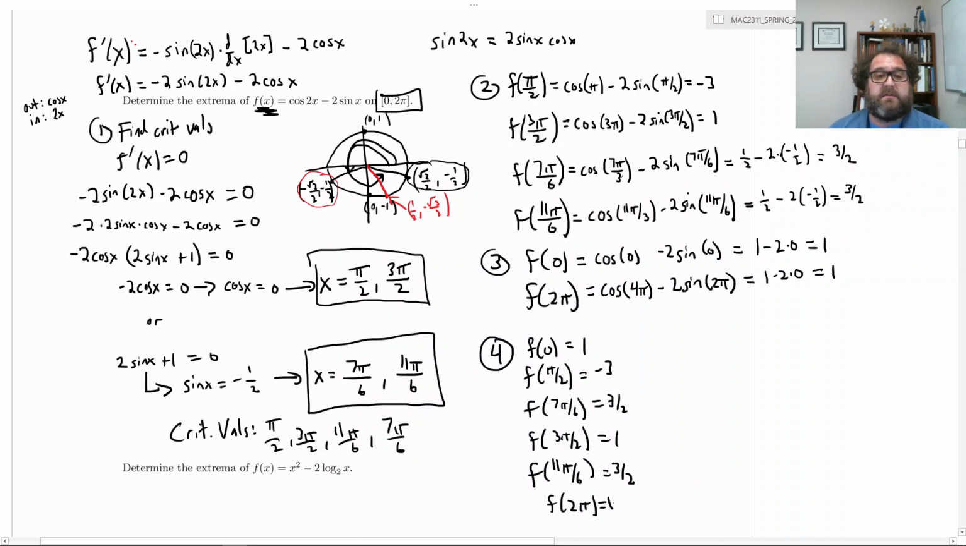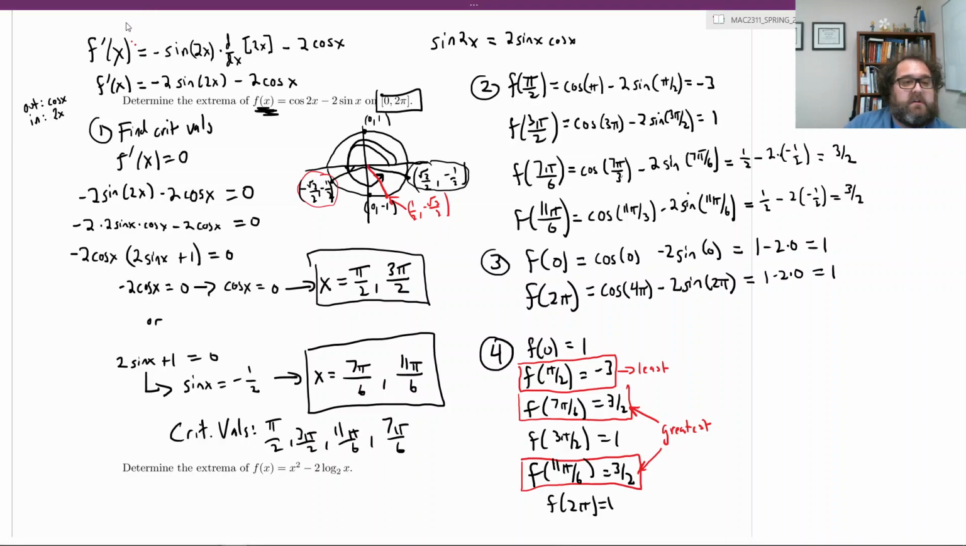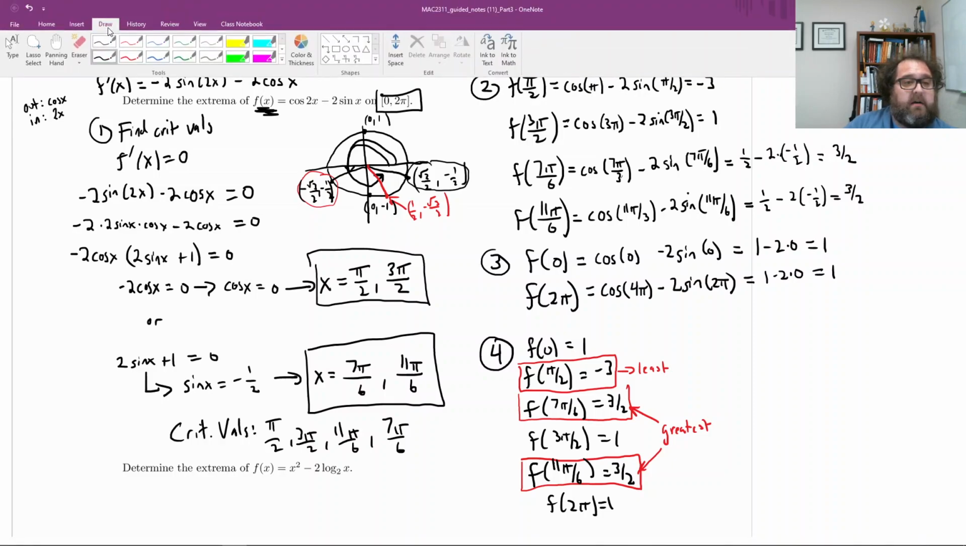So what's the least and what's the greatest? Again, y value. What's the least and greatest y value? Least looks like this guy right here, negative 3. Greatest looks like 1.5, 3/2. It looks like the greatest was replicated at 7 pi over 6 and 11 pi over 6. So again, we're always talking about the y values. Extreme values are y values.